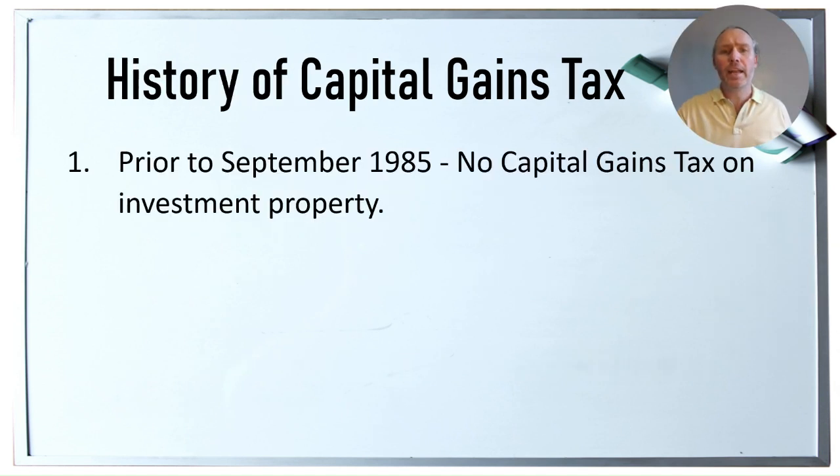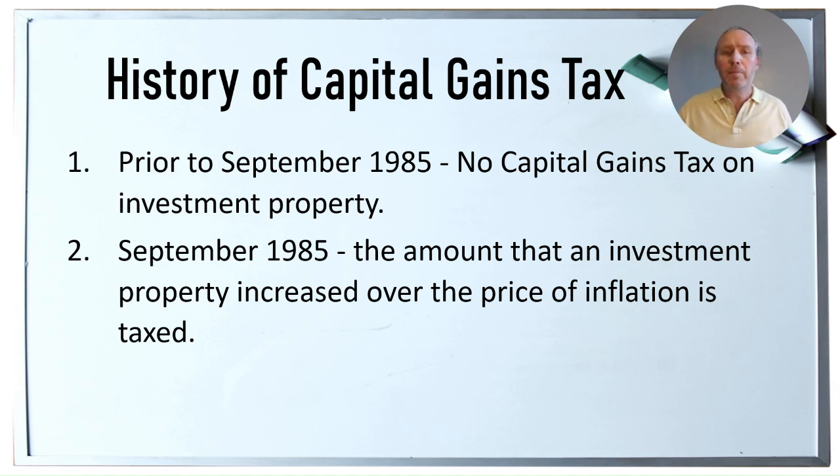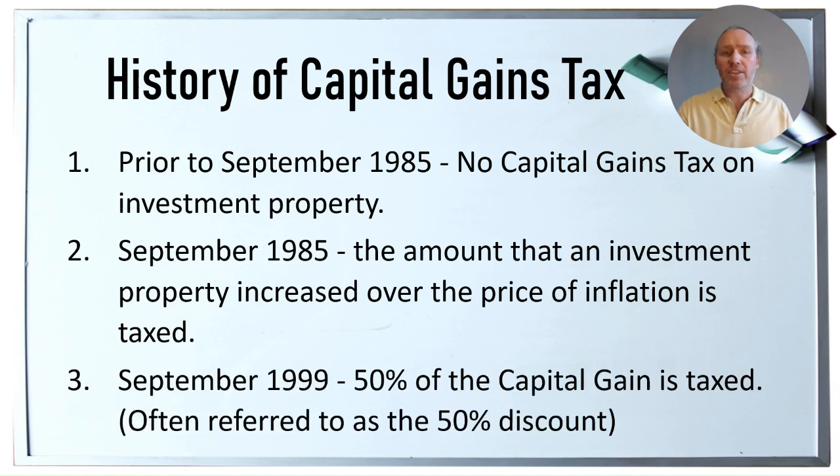Prior to September 1985, there was no capital gains tax on investment property. Then from September 1985, they brought in this inflation-related capital gains. So if your investment property increased above the rate of inflation, that part was taxed. And then from September 1999, 50% of the total gain was taxed. That's often referred to as a 50% discount.